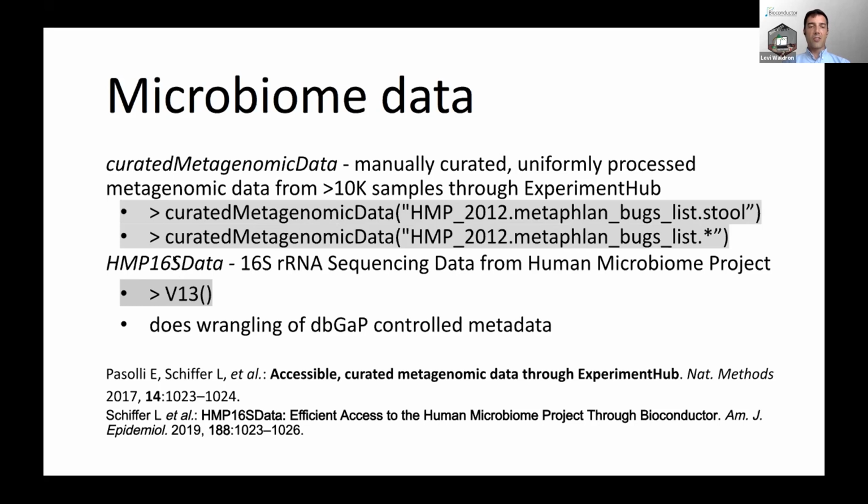And then the HMP16S data is a more limited package that just provides access to 16S, a type of sequencing data from the Human Microbiome Project. There's just a single function that doesn't require arguments, but also does help with merging with controlled metadata from dbGaP.